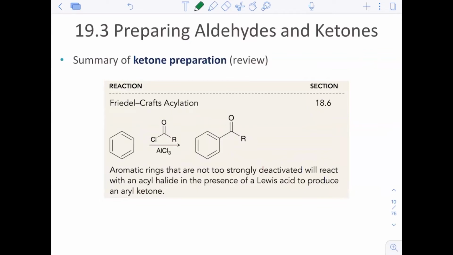Friedel-Crafts acylation also made our ketones, specifically on a benzene ring. Aromatic rings that are not too strongly deactivated will react with an acyl halide in the presence of a Lewis acid to produce the aryl ketone. Now remember, you can't use Friedel-Crafts acylation on something that has a strong deactivating group, such as a nitro group. So there were some limitations with this reaction, but overall it's a good one to make a ketone, specifically an aryl ketone.